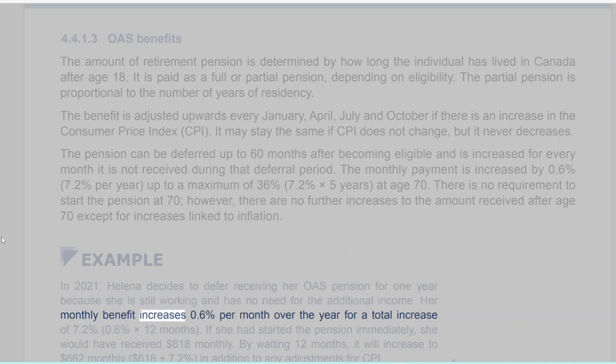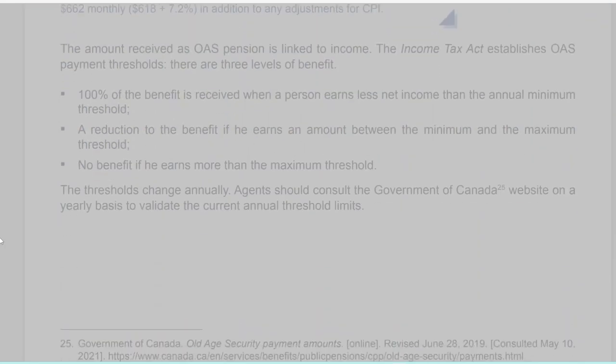Her monthly benefit increases 0.6% per month over the year for a total increase of 7.2%, 0.6% times 12 months. If she had started the pension immediately, she would have received $618 monthly. By waiting 12 months, it will increase to $662 monthly, $618 plus 7.2%, in addition to any adjustments for CPI.